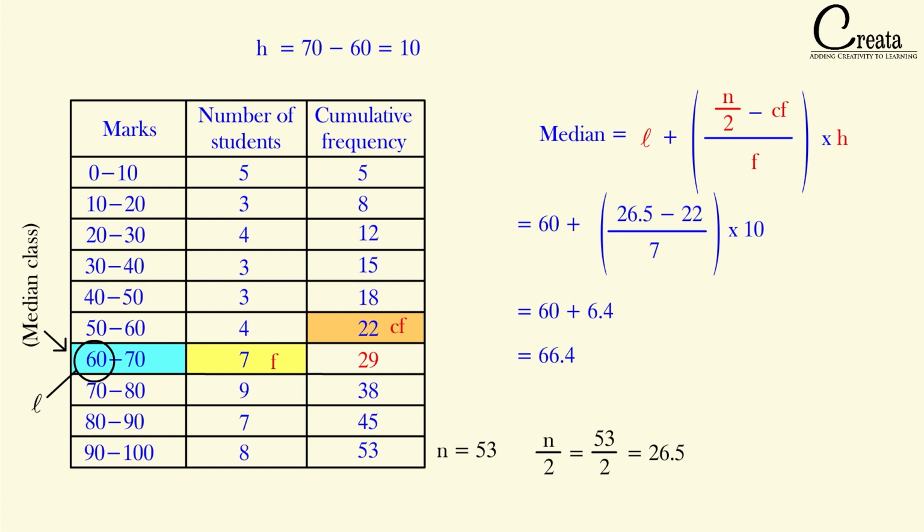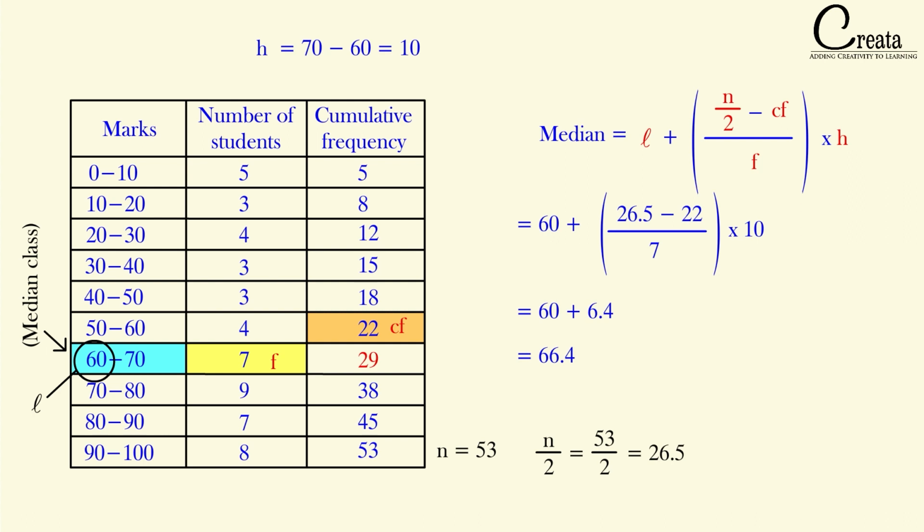Note that this median comes under the range 60 to 70. It is between 60 and 70, so our understanding is correct. The median belongs to the median class between 60 and 70. So we got the median as 66.4. It means that about half of the students have scored marks less than 66.4 and the other half have scored marks more than 66.4. 66.4 is the middle number. Got it? That is the median.